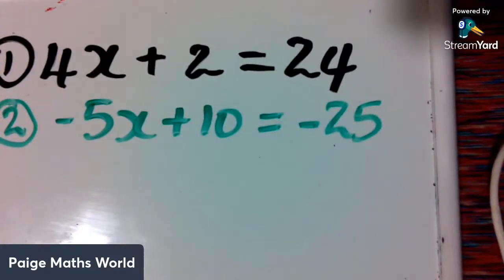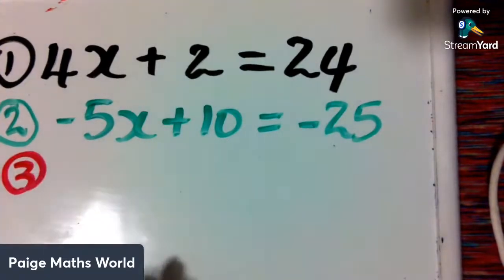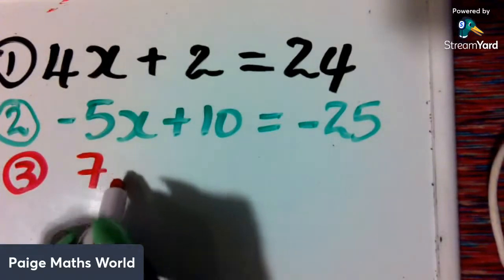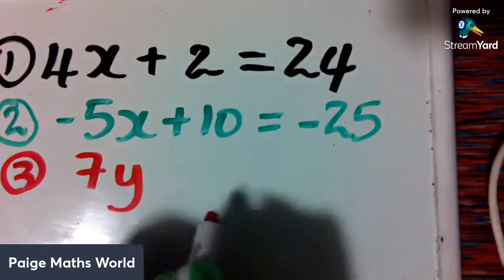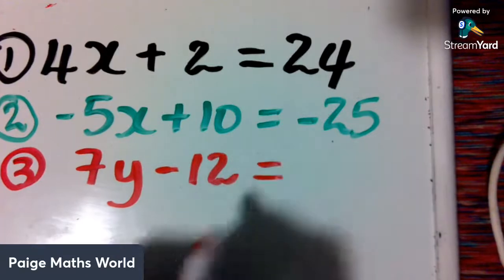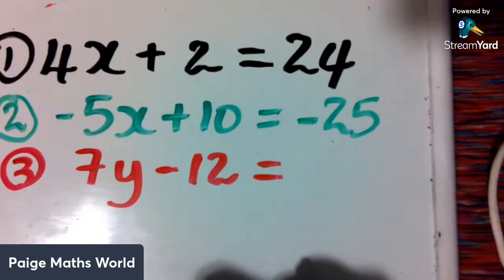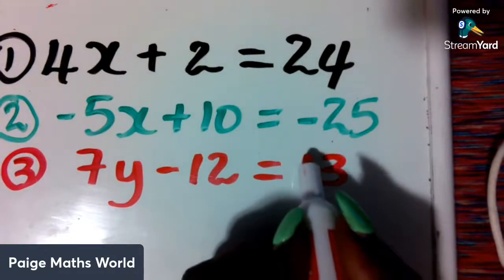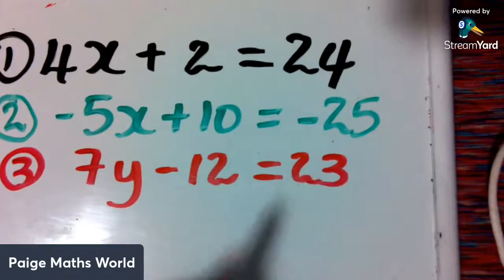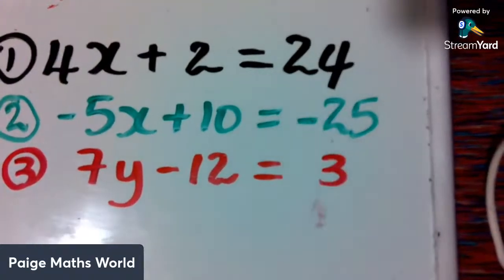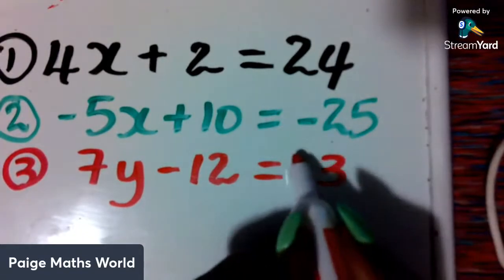Let us see what you guys do with those. Should I add another one? Let me add another one. Oh, 7y minus 12 is equal to 23. So let me write this 2 a little bit better. So 7y minus 12 is equal to 23.